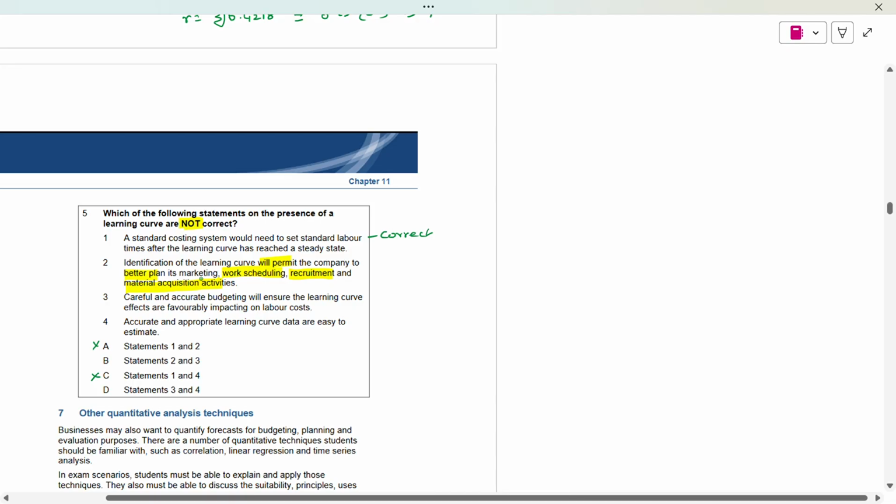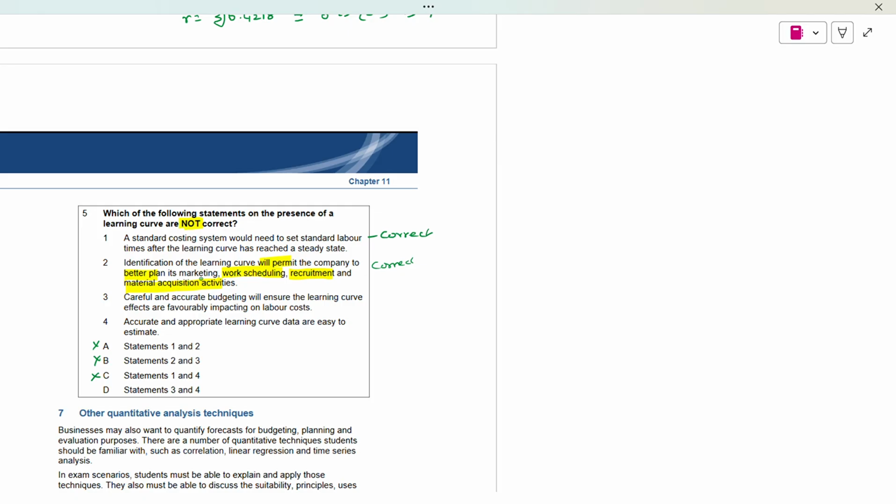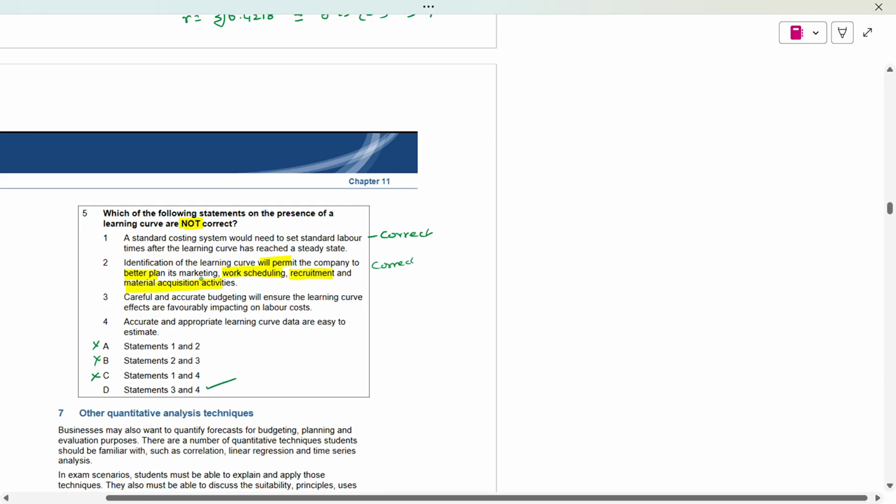One is correct means, see, listen carefully. This is the technique we have to use. If one is correct, it means they are asking which is not correct, which means you have to eliminate. Now it is between 2, 3 and 3, 4. What is the second one? The second one is also correct. If the second one is also correct, the answer will be 3 and 4. Are you clear about this? Yes. Okay.